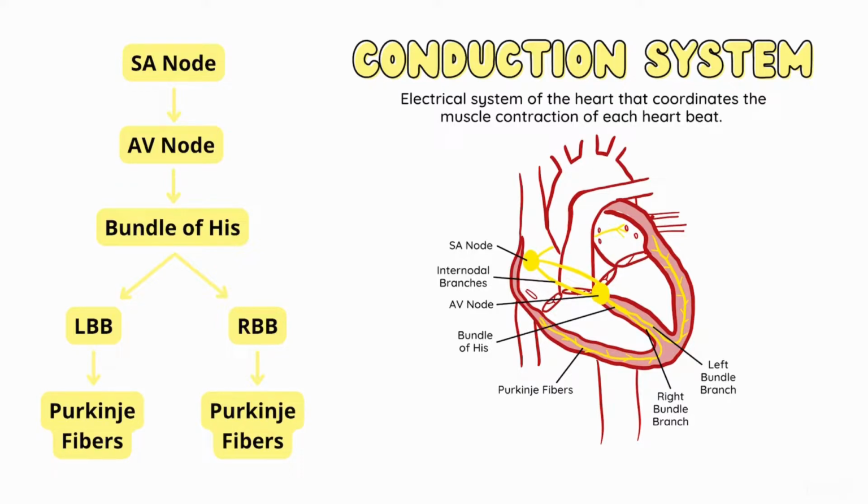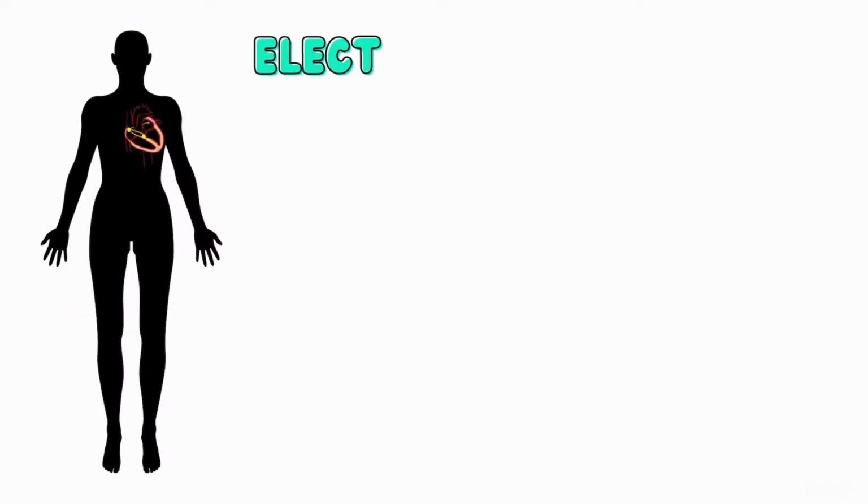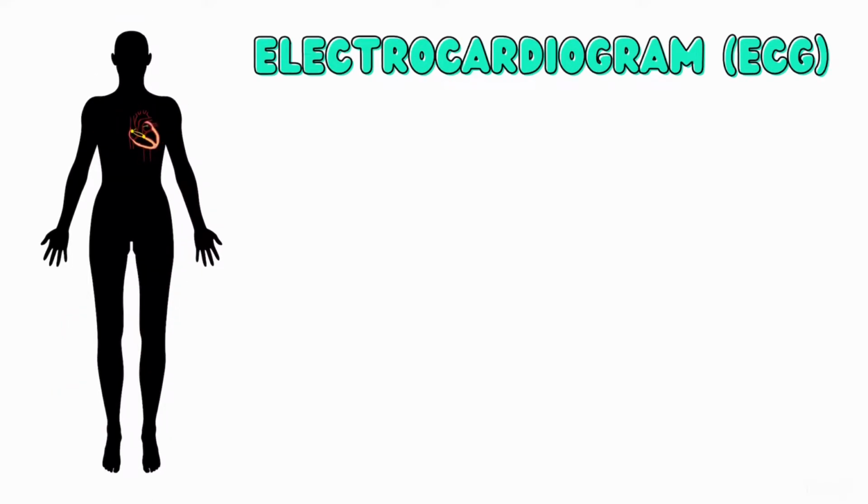When this system becomes problematic, the heart does not contract properly or pump blood as required, which may lead to problems. Any abnormal changes in the electrical conduction are known as arrhythmias. We can assess the conduction system and myocardial function of the heart with an electrocardiogram, or ECG.